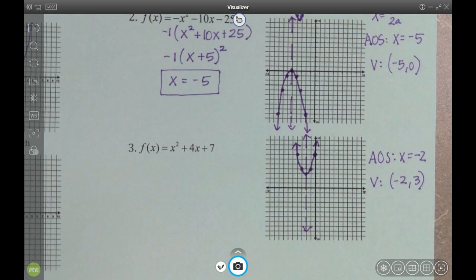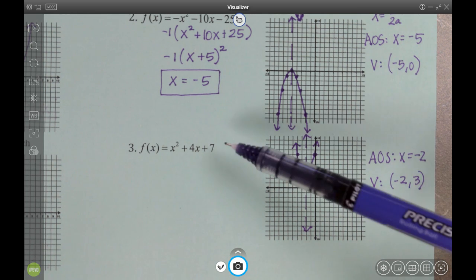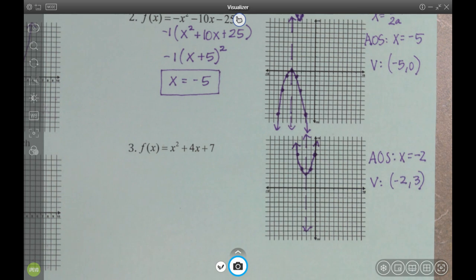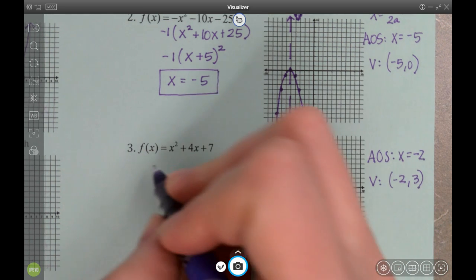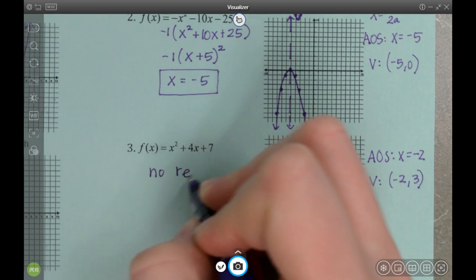On the third one, you had to do standard form because there's not any factors of 7 that add to give you 4. Unfortunately, yep. So you had to find the axis of symmetry, plug that in to get your vertex, and then find some other points. Yep, lots of numbers on that one. Okay, but when you graph it, does it cross your x-axis? Do you have any zeros? No, so this one has no real solutions.